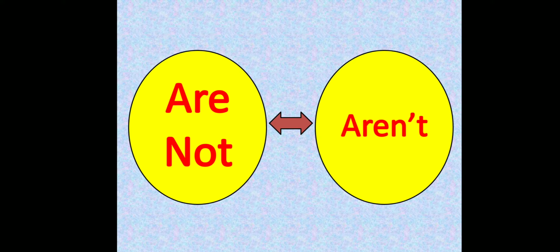Next word is are not, and to write the contraction of are not, we are going to remove O from not and in place of O we use an apostrophe sign. So the contraction will become aren't.